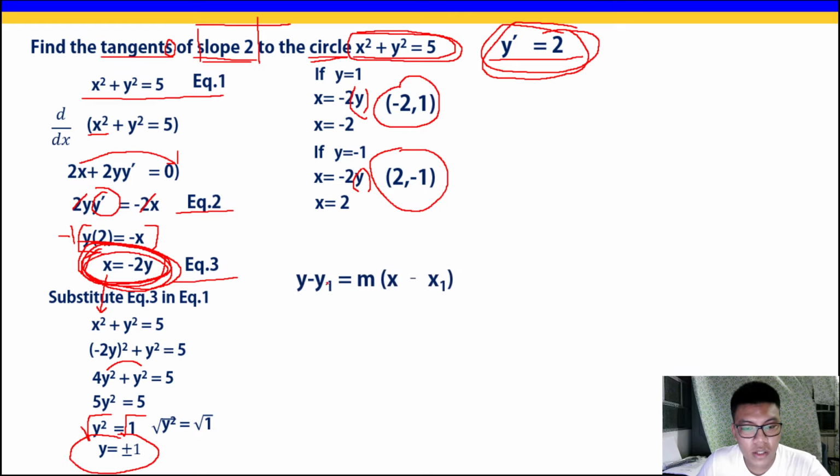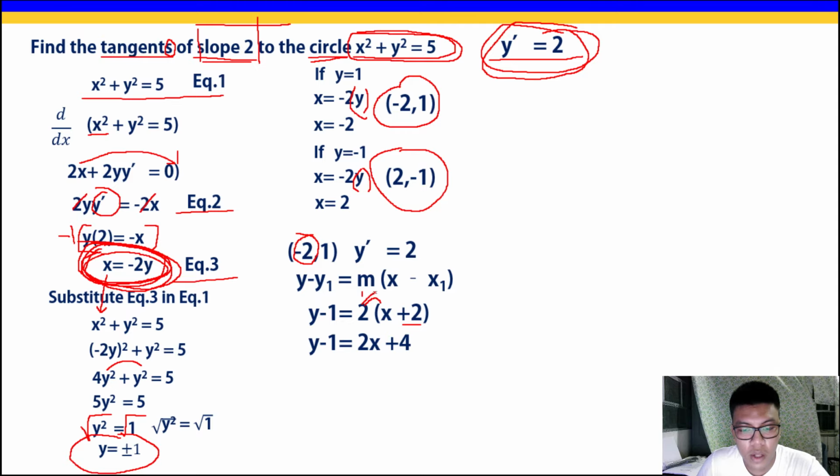Okay? So y minus y sub 1 is equal to m times x minus x sub 1. Point slope form ulit. So palit lang muna natin, using negative 2, 1. Unahin natin, and slope, y prime is equal to 2. So palit-palit lang, y minus y sub 1. Yung y sub 1 natin, 1, is equal to, slope is 2, then x minus x sub 1. Yung x sub 1 natin ay negative 2, so negative times negative, magiging positive 2. Okay? So y minus 1 is equal to 2x plus 4.